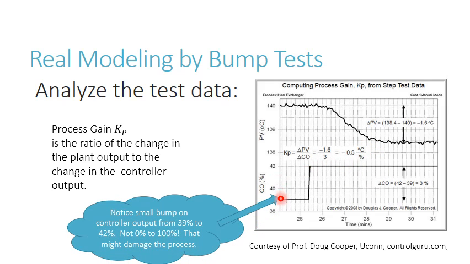Now this is a pretty good example of how you want to use small bumps on your controller output. You don't go from 0 to 100. You're going from 38% of total output to 42% of maximum output. You're not going from 0 to 100. That would be way too damaging to your process. This process happens to be a heat exchanger. Who knows what the precipitous drop would be in your temperature if you jammed this all the way up from 0 to 100. Who knows what would happen to your equipment if you changed the temperature that quickly. So you don't want to do that.